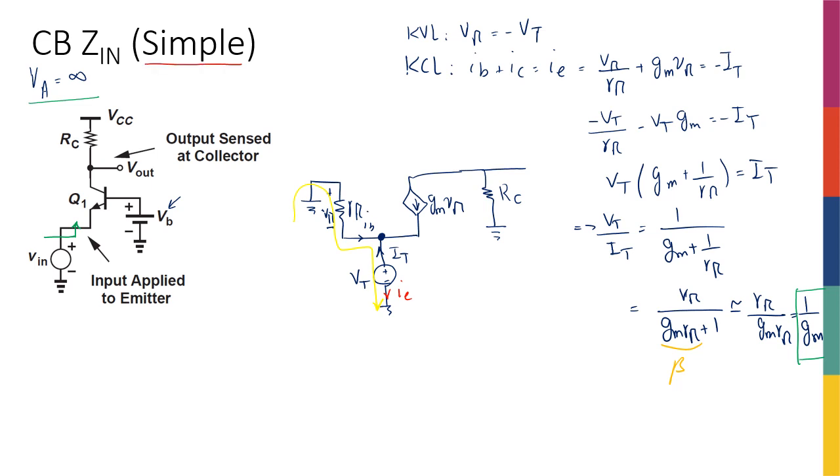So this is the simple version of a common base amplifier. In the next slide, we're going to talk about a more complete version where we have resistors in the base and other things to be considered. Here we got 1 over GM simply because there was no resistor in the base. That's why I could write V pi is equal to VT. If there was a resistor here, V pi wouldn't be VT because the KVL would be different, right? We're going to see about that in the next slide.